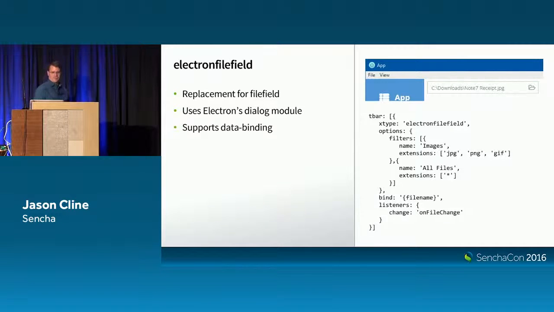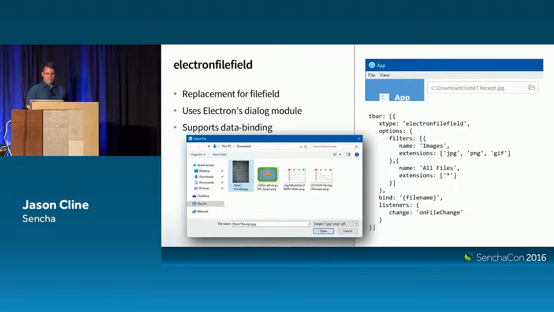So the first example we have of a new Ext type we've created is the Electron file field. You can just use this as a drop-in replacement for file field. It uses Electron's file dialog module. And the cool thing is, of course, it supports data binding. So you can bind the inputs and the outputs to your view model, and you can tie this into your controller. So when the user picks a file, you get a callback on your controller. You could do this all manually, but we give you a nice little convenience Ext type to use just like you would any other native or web-based component in our framework. So here's the example of how that works.